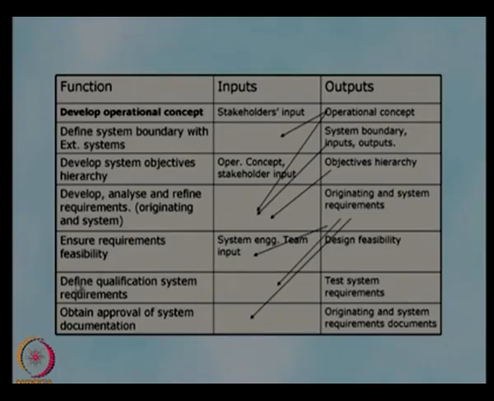Once it is satisfied, we go for the qualification system requirement, because every system has to be qualified to satisfy the requirement. We will define the qualification system requirement and the output will be the test system requirement document. Once this is done, we obtain approval of the system documentation from the higher-ups, and at the end of this we will get the originating and system requirements documents. So, this process function of the system level design problem starts with the stakeholders' inputs and ends with an originating and system requirements document, which is the final output of this particular stage of development.